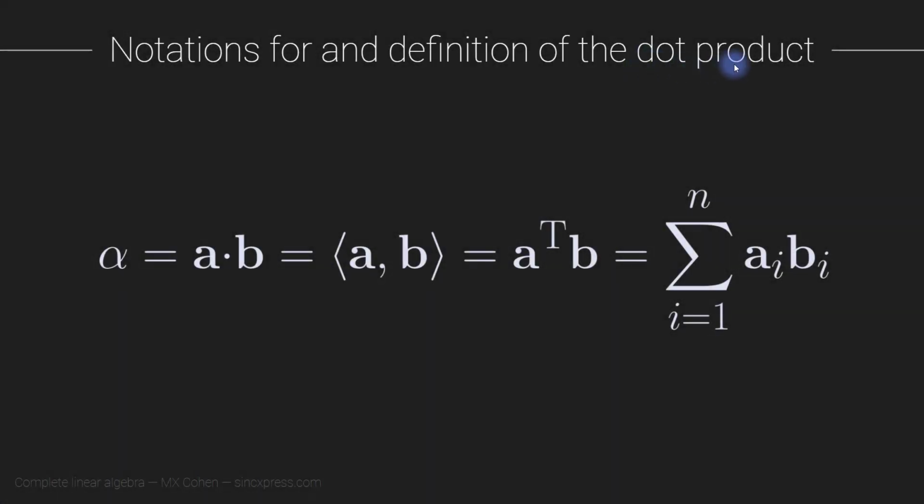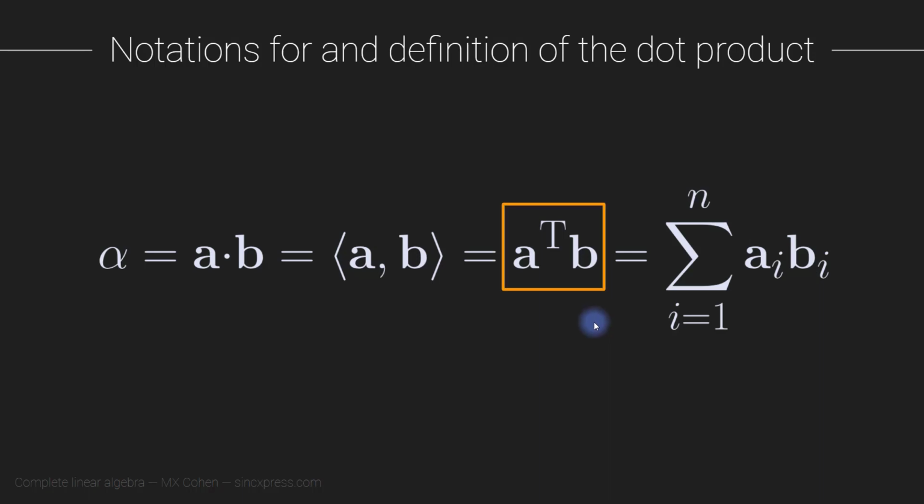The dot product is one of the most important operations in all of linear algebra. It's super important, and you see it all over the place. And so in this video, I'm going to introduce you to the vector dot product. You can see there's several different notations that are commonly used in the literature that kind of highlights the importance and ubiquitousness of the vector dot product.